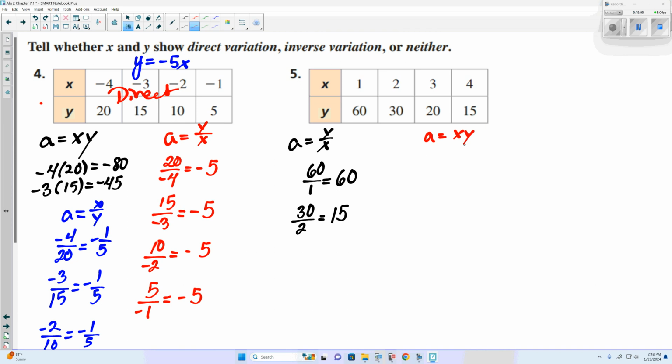So direct gave us 60, then 15. So if we look at inverse, our first one is 1 times 60, which is 60. 2 times 30 is our next one, which is 60. Our next one's 3 times 20, and 4 times 15 is, so this is inverse, because we got 60 on every single one when we multiplied the x and y values together.